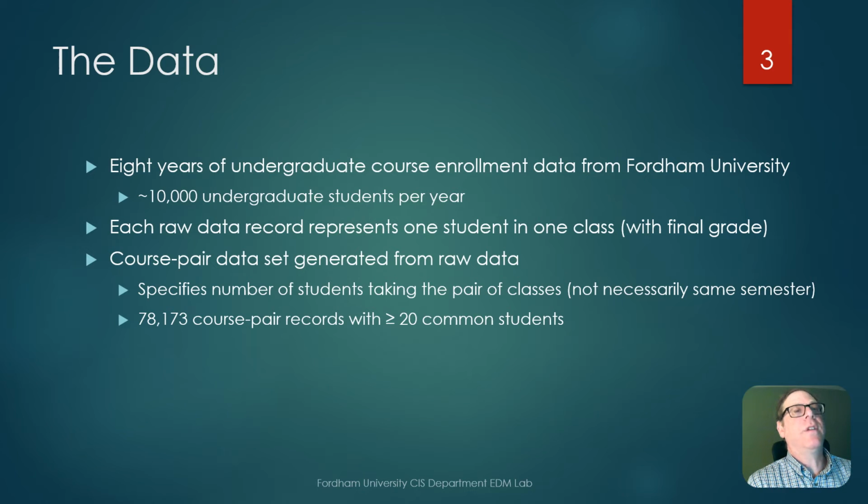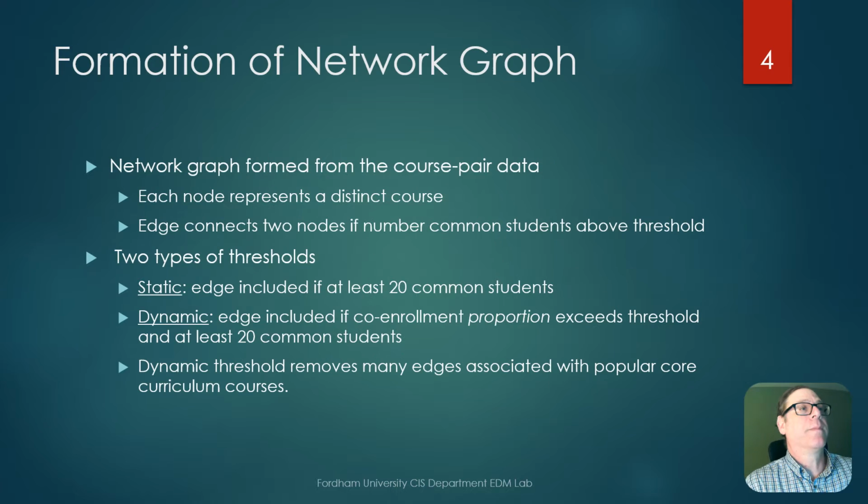Our data consists of 8 years of undergraduate course enrollment data from Fordham University, where we have about 10,000 undergraduate students per year. The raw data record represents one student in one class with their final grade. We take that data and aggregate it to the course pair level, and we record the number of students who take the pairs of classes, not necessarily in the same semester. And when we're done, we have about 78,000 course pair records that have at least 20 common students.